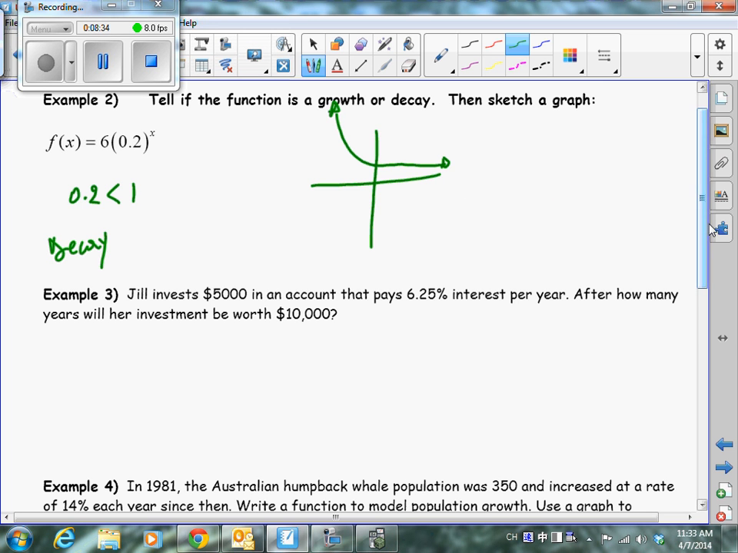Example 3 says, Jill invests $5,000 in an account that pays 6.25% interest per year. After how many years will her investment be worth $10,000? Do you remember the formula for this? A equals what? There are two formulas. One of them is A equals P e to the power of rt, and the other one is A equals P times (1 plus r over n).